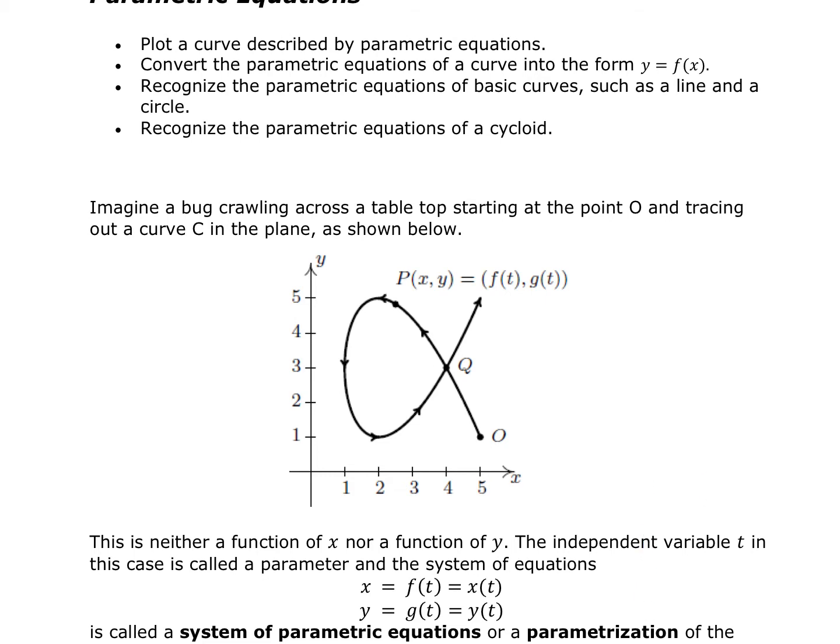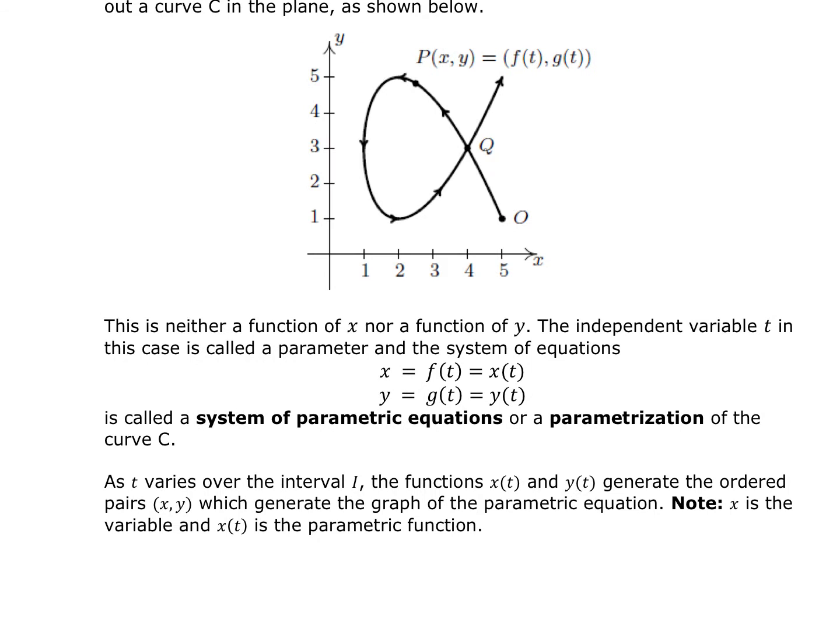So what we end up with is a system where x and y are dependent on some other variable, and that other variable happens to be independent. So it can be noted as f of t or x of t, where t is the independent or the argument, and y is equal to g of t or y of t, again, where t is the independent or the argument. We call this a system of parametric equations, or we have parameterized some given curve. In this case, it's the curve C in which the bug was walking across the table.